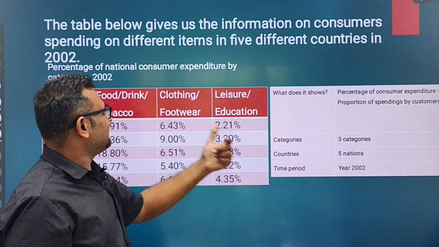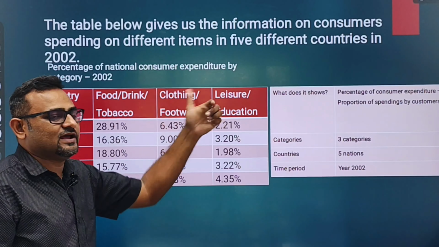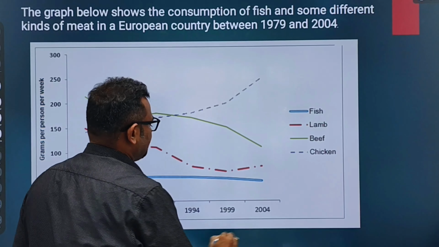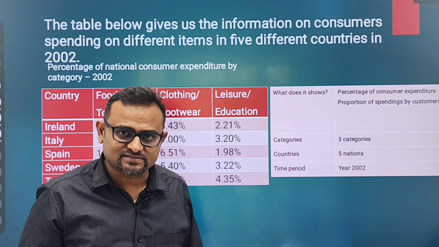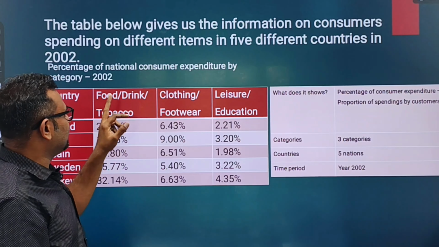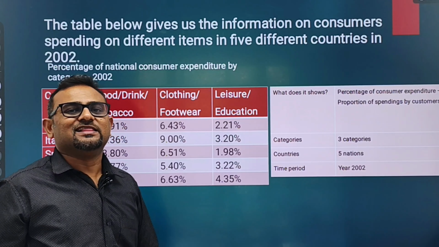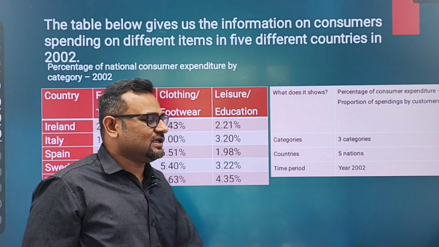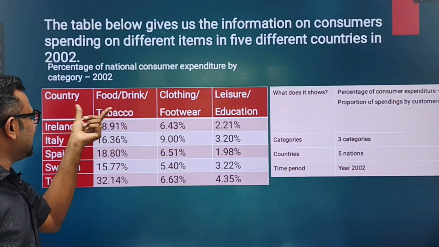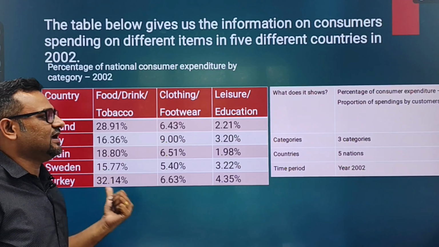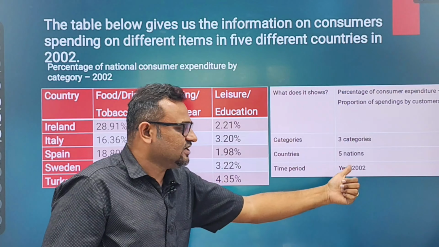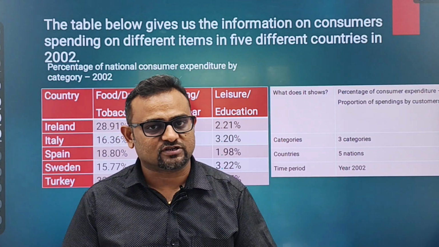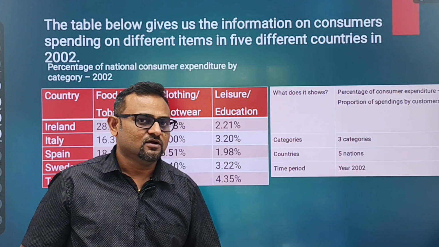Are there any categories? Yes, there are 3 categories: food, drink, tobacco, clothing, footwear and leisure education. So here you write down 3 categories, or list out the names like food, drink, tobacco, clothing, footwear or leisure education. Okay, same way countries, 5 nations are given. So similarly, either write 5 nations or else write their names: Ireland, Italy, Spain, Sweden and Turkey. Time period, yes, it's year 2002. So combine all these things and form the introduction. આ બધી વસ્તુ ભેગું કરીને આપણે introduction બનાવવાનું છે.